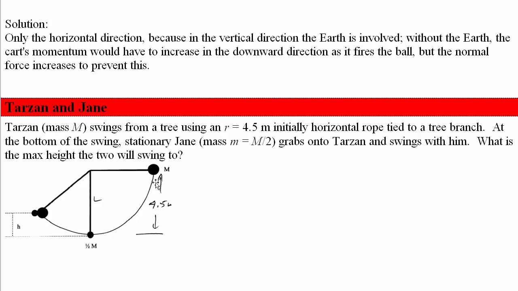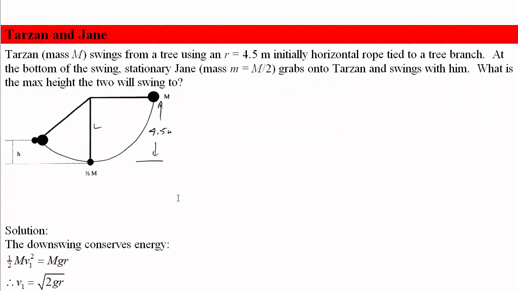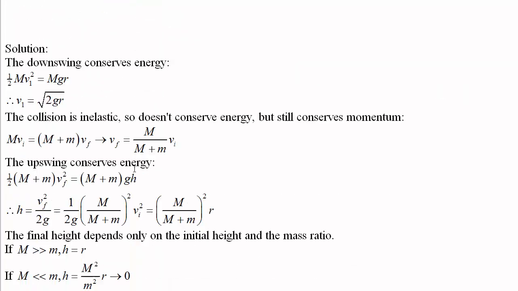Okay, so what you do is use energy conservation from the top to the bottom, figure out what Tarzan's velocity would be at the bottom, then inelastic collision with Jane, and the two conserve momentum. You can find out the new velocity, new kinetic energy, and then find the maximum height that they get to from there. Let's go ahead and do that.